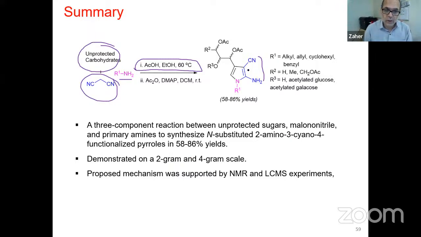2-amino-3-cyano-pyrrole. The yields we get in this reaction are 58 to 86%. This reaction works on large scale, and the mechanism is supported by our NMR and LCMS experiments. I think I can stop here for more questions.